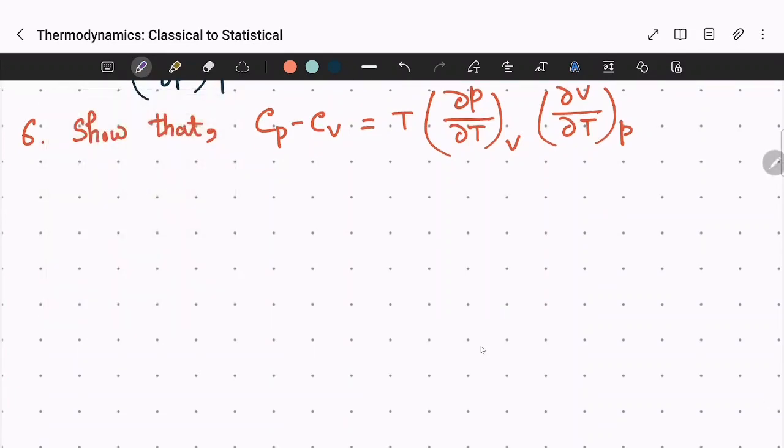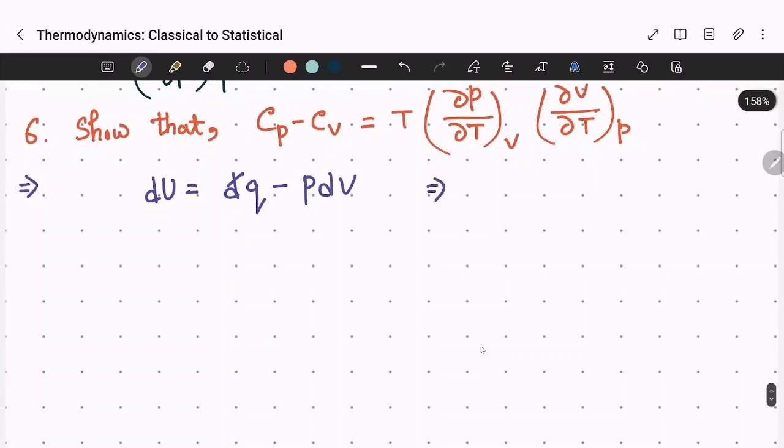This can be done easily, but okay, let me solve elaborately. What we know is that from the first law of thermodynamics, dU is d cross Q minus PdV. This is known from the first law of thermodynamics, and from the second law of thermodynamics, it's known that d cross Q is actually equal to TdS. Clear?